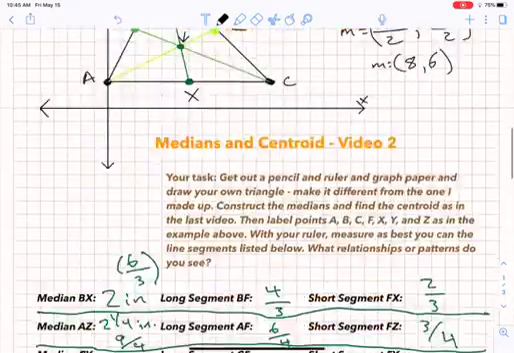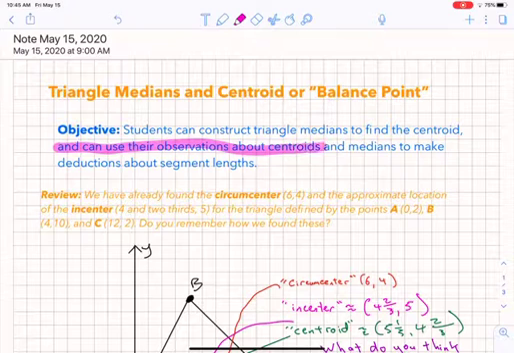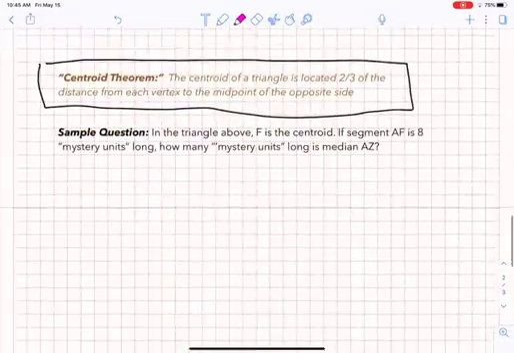Okay, I want to go back to our objective here, and we had said that the objective was that we can construct triangular medians to find the centroid. You guys did that yourselves just in this video, and I did it for you in the last video. Then I want you to use your observations about centroids and medians to make deductions about segment lengths. What does that mean?